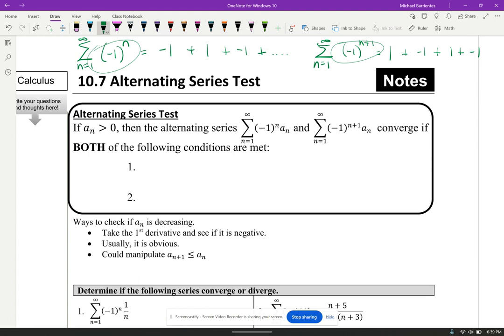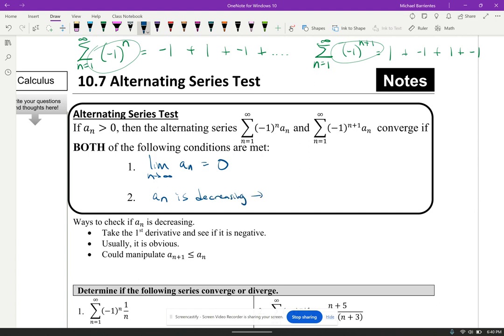Okay, so if I know I have an alternating series, then how do I know if it converges? If I take my alternating device out of the way and just am left with the a sub n formula, if that's only producing positive numbers, then I know that the alternating series is going to converge if two things happen. Number one, the limit of a sub n as n approaches infinity is 0. So my terms are getting smaller and smaller and approaching 0. And then the second thing is a sub n is decreasing.